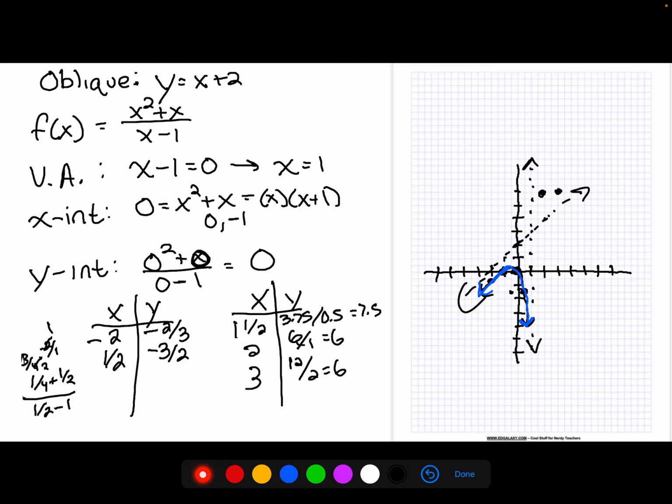All right, 1.5. I'm not sure quite what's going on in my head here, but I do know that the pattern looks basically like this for that piece.